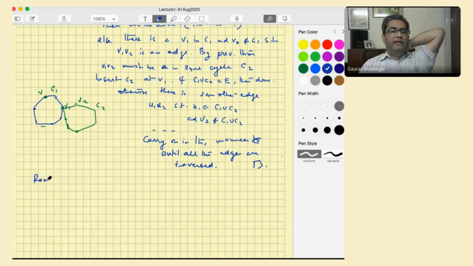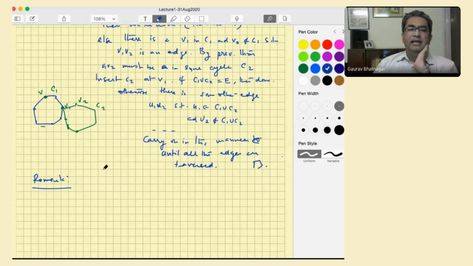So then, a remark. You can start from anywhere and you can get an Eulerian path. You can just go around, find one circuit, then it's touching some other circuit. So you insert that, then maybe there's a third one here, then a fourth one here, and so on, until the entire graph is done, right?